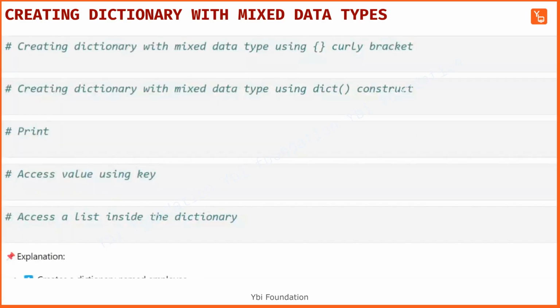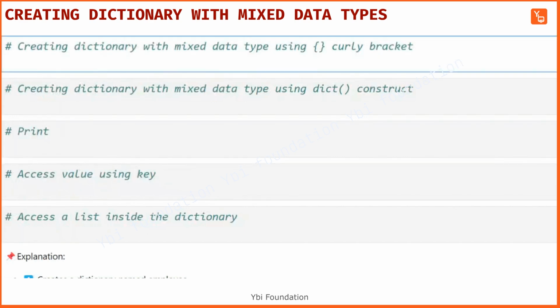Creating a dictionary with mixed data types. To create a dictionary with mixed data types using curly brackets, we start by defining the name for our dictionary. This time we are going to save the ID, the name, the role, skills, and the experience of our employee. The name of the dictionary we have selected is employee. So employee is equal to a curly bracket.